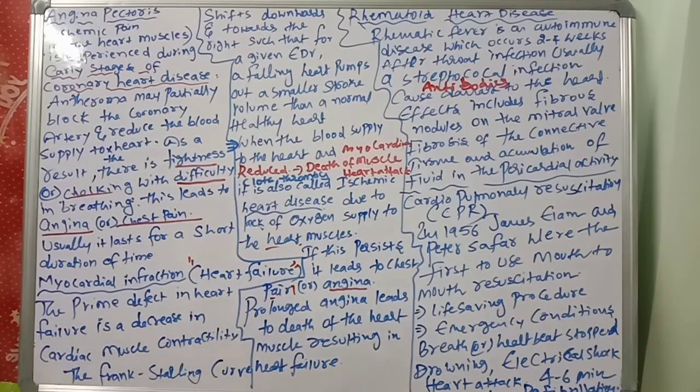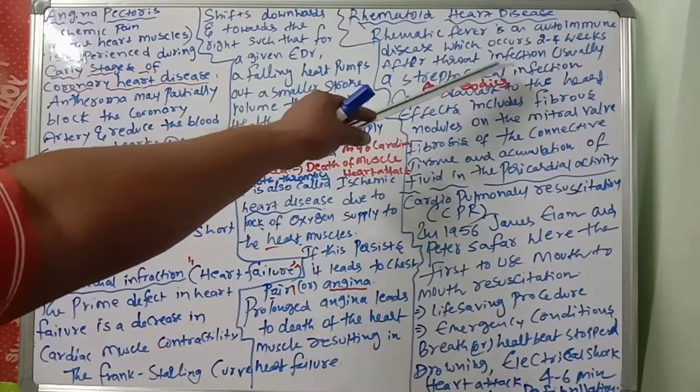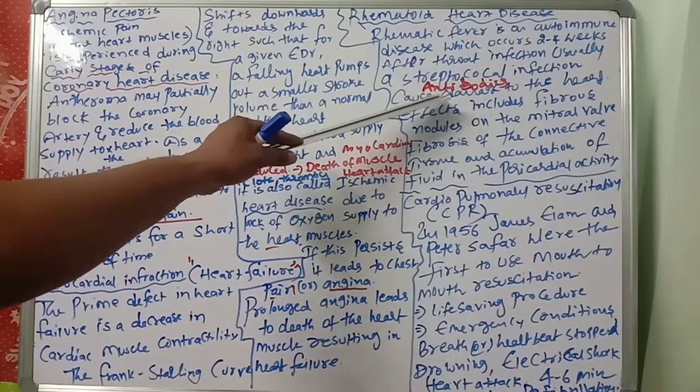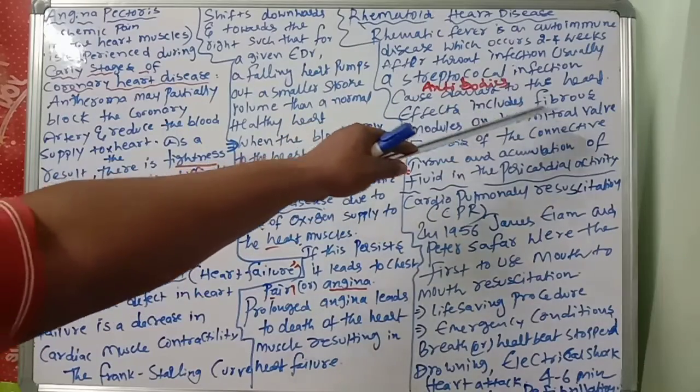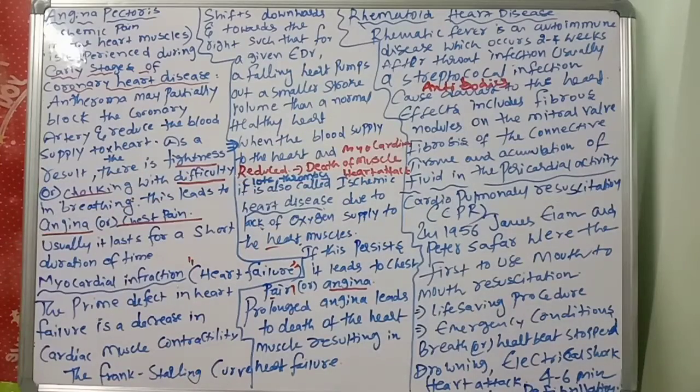Now rheumatic heart disease. Rheumatic fever is an autoimmune disease which occurs 2 to 4 weeks after a throat infection, usually streptococcal infection. The antibodies formed in that infection can cause damage to the heart. Effects include fibrous nodules on the mitral valve, fibrosis of the connective tissue and accumulation of fluid in the pericardial cavity. These kinds of problems are very dangerous because the heart is most important for circulation and pumping of the blood. When the heart has a problem, the total system will fail, which leads to the death of the person.